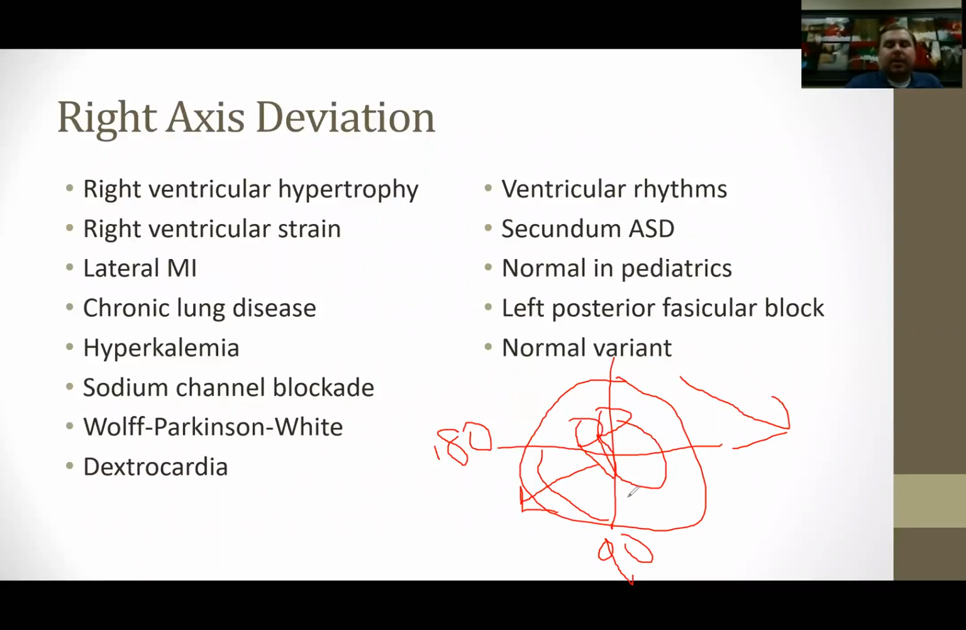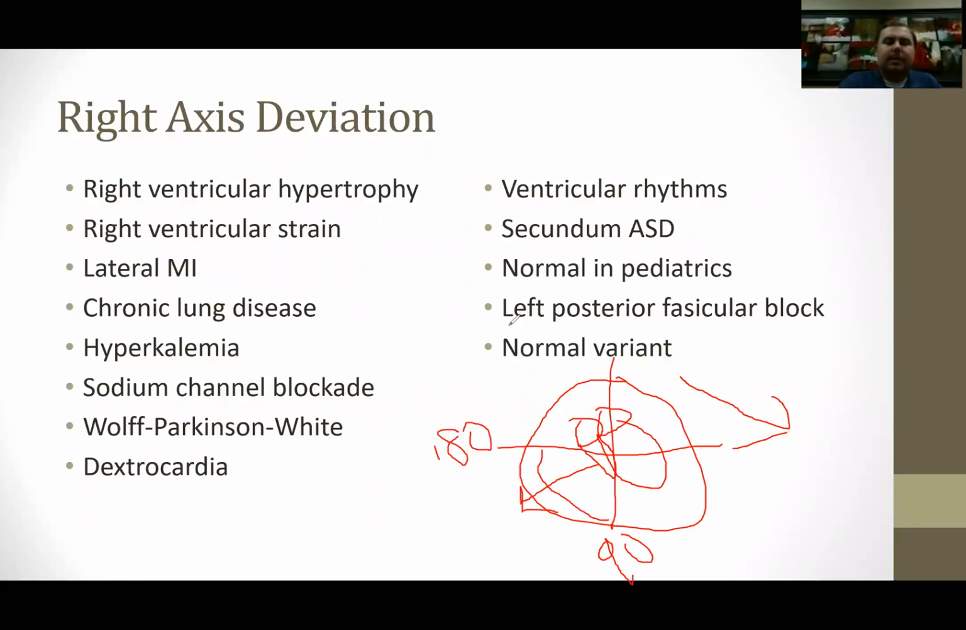Most pediatrics are going to be around 90, maybe a little bit beyond 90, until they grow a little bit and their heart starts to level out. Because whenever they're born, their right ventricle is very forward towards the sternum, and as they get bigger, it starts to flatten out within their body.